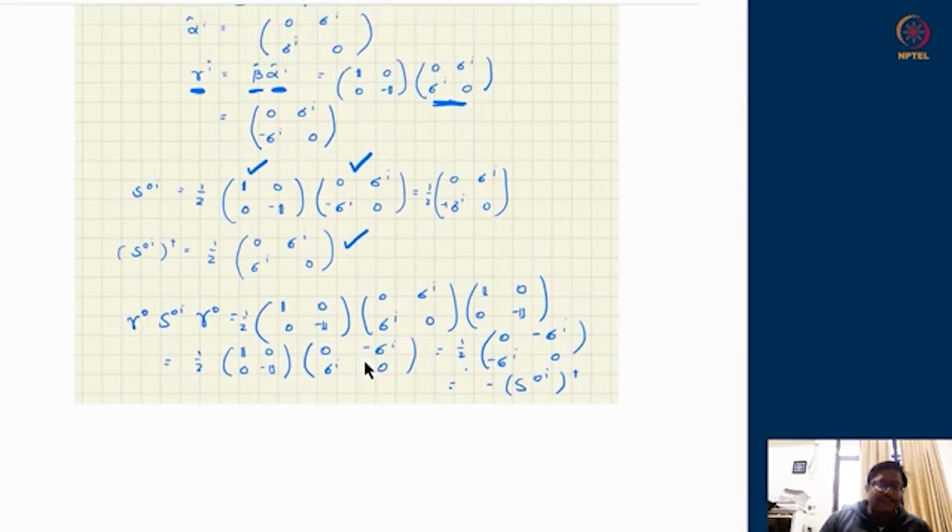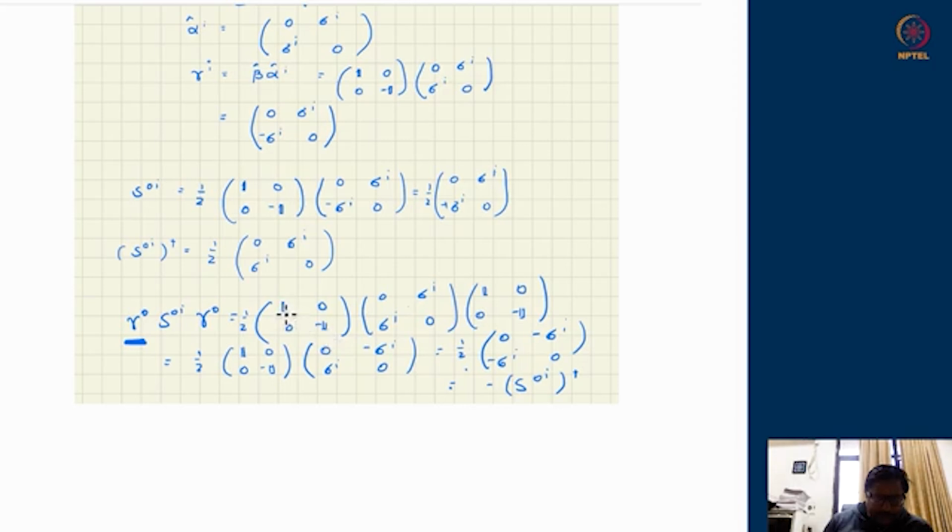Further, there is a unique identity which connects S0I with its dagger in some sense. I just multiply gamma 0 from the left and right to S0I. S0I was half times sigma I along the anti-diagonal, which I am writing in the middle, and then I squeeze it between gamma 0 from the left and gamma 0 from the right. This is simple algebra. Just pay attention to matrix multiplication and you will get minus sigma I and minus sigma I along the anti-diagonals. You have to just be careful.